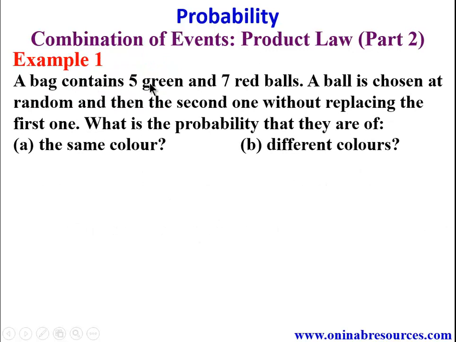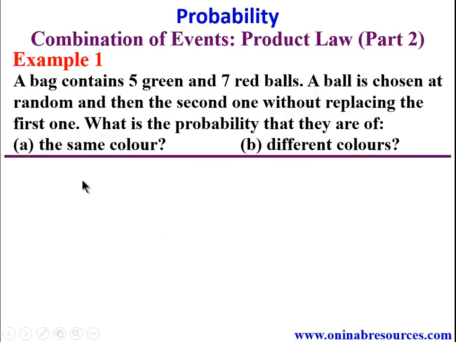Example 1. A bag contains 5 green and 7 red balls. A ball is chosen at random and then the second one without replacing the first one. What is the probability that they are of the same color? B. Different colors. For your information, the choice of the first one is going to affect the choice of the second one since it is not replaced. So this is an example of dependent event because the effect of the second one is going to depend on the choice of the first one since it is without a replacement.